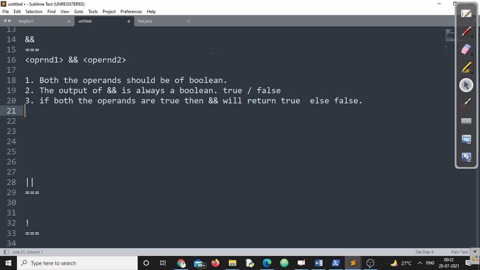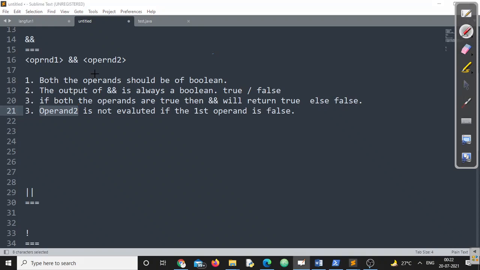You can write that one here: operand 2 is not evaluated if the first operand is false. This is valid only for the logical AND operator. Remember this point, this is a very vital point. The execution of operand 2 is not mandatory. If operand 1 is false, operand 2 will never be evaluated. We'll look into this example just in a few seconds from now. Okay, now let us go and cross check what is happening here.